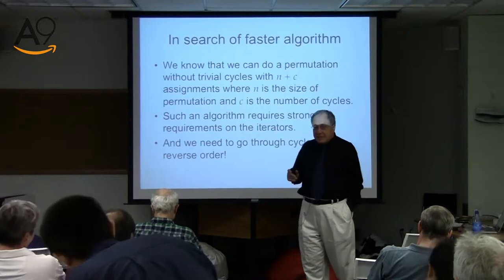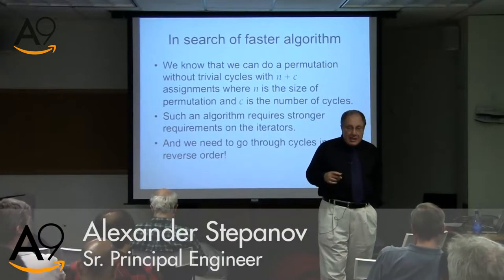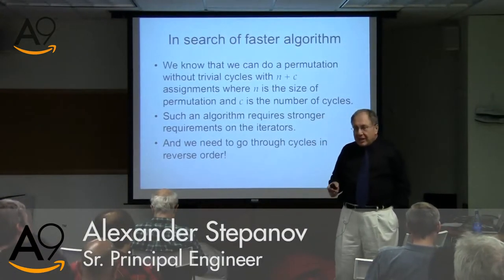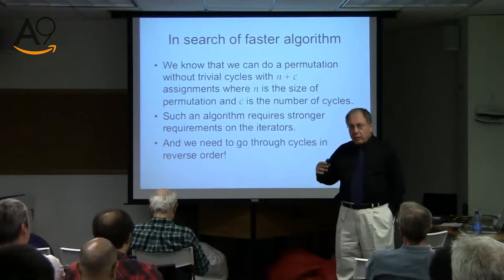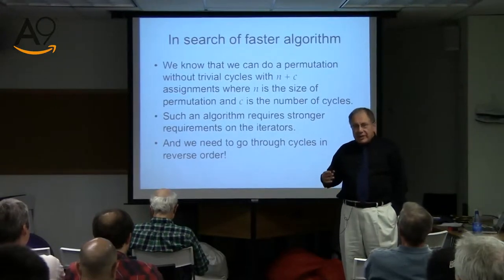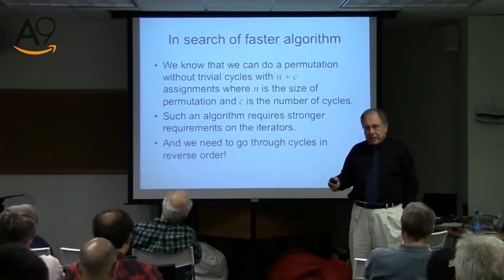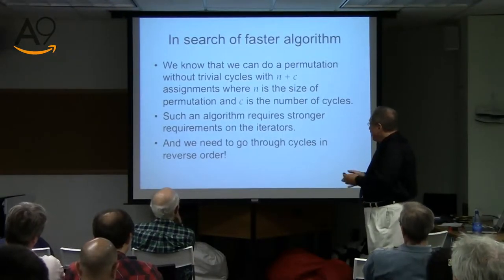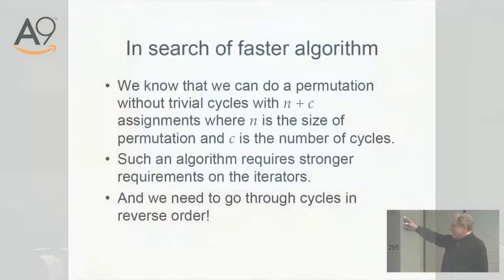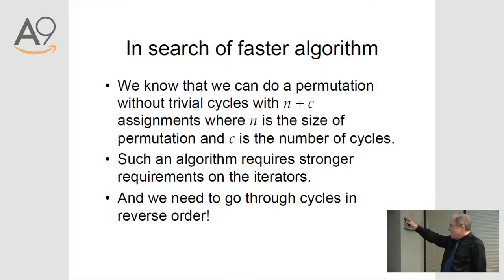So amazing fact that here we could literally know that there is a better algorithm than what we discovered, because we know that the cyclic structure of the permutation should allow us to do better. How do we know? Well, we know that any permutation without trip cycles could be done with n plus c, where c is the number of cycles. And we know what c is. It's GCD.